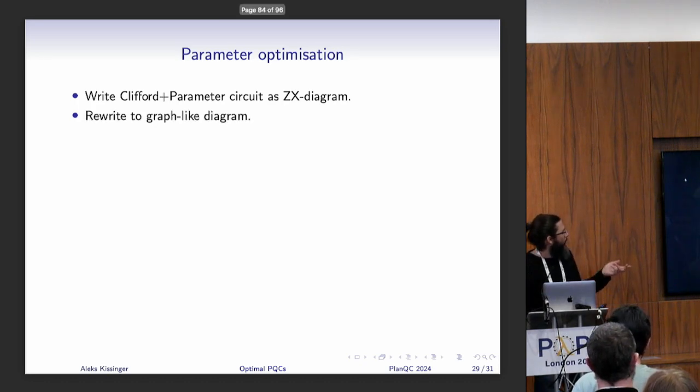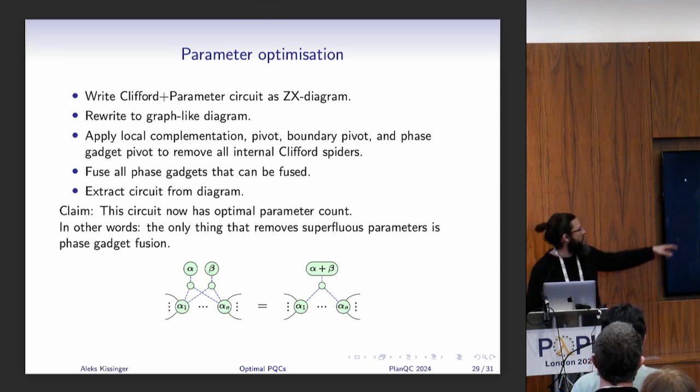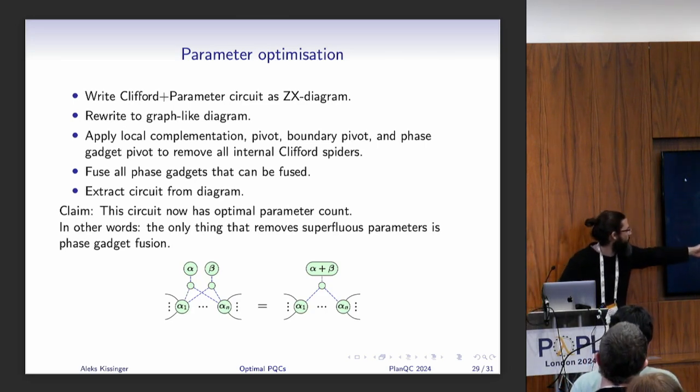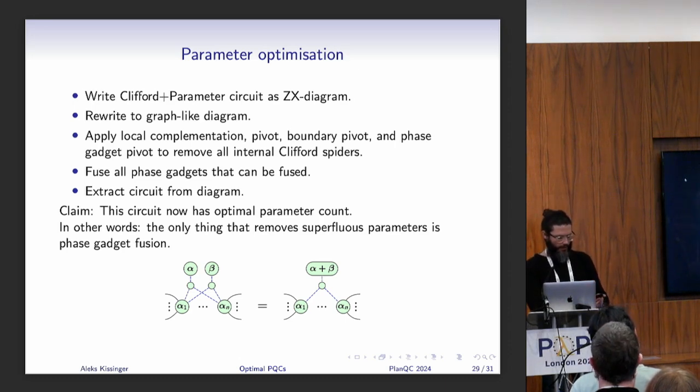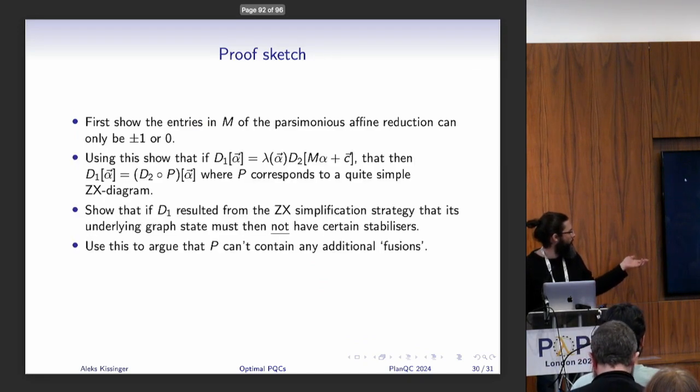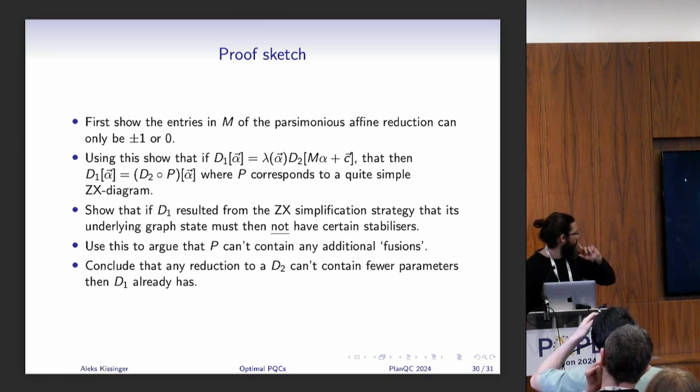Okay, so how do we do this? This is basically just saying, what do we run? Physics. And then this thing has the optimal parameter count. I'm quite near the end, so I've got a bit of a proof sketch here, but maybe I'll just jump past that.